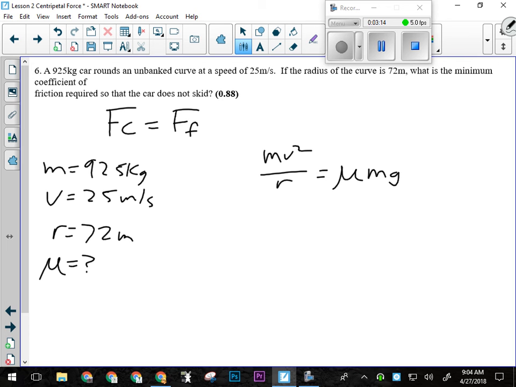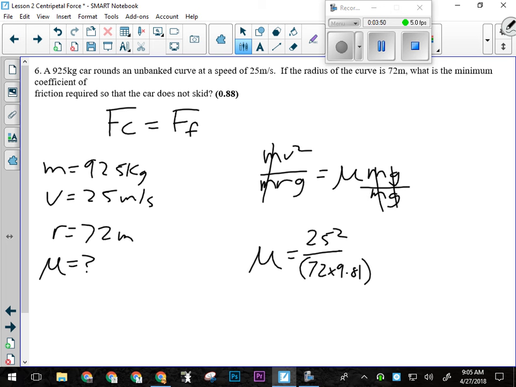If I'm looking for mu, then I'm going to divide mg over to the other side. And when I do that, the m's cancel, and I'm left with v squared over rg, which we noticed yesterday is the same as the banked curve formula. In this case, we're solving for mu in an unbanked corner, and in a banked curve, we solve for theta with exactly the same formula. So we're going to solve for mu here by going 25 squared divided by, and then the bottom needs to be in brackets, so 72 times 9.81. If you don't bracket the bottom, it doesn't come out right.